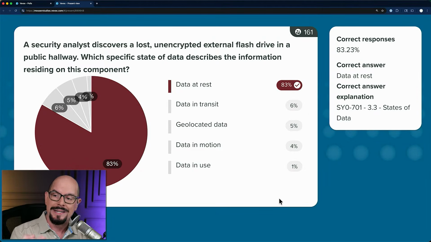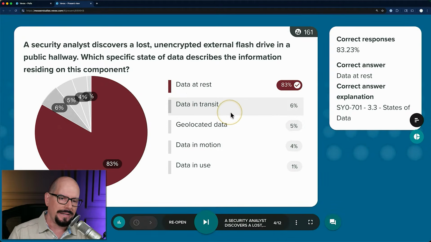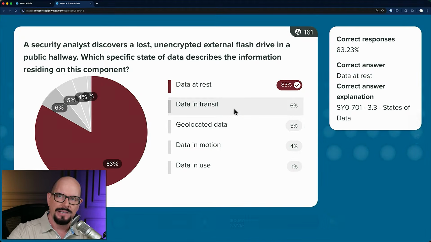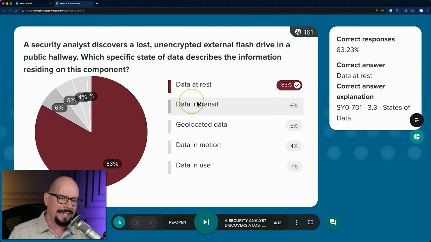CompTIA wants you to know the 3 states of data that we were using. Data at rest would be data that is stored on some type of storage medium: a flash drive, a hard drive, a CD-ROM, a DVD-ROM, a backup tape. Anything that is stored data is data at rest. Data in transit would be data that's going across the network. So if you were transferring information from one system to another and you're watching those packets go across the network in real time, that is data in transit. You will often hear data in transit referred to as data in motion. Those are the same thing, just different terms that we use to describe those.